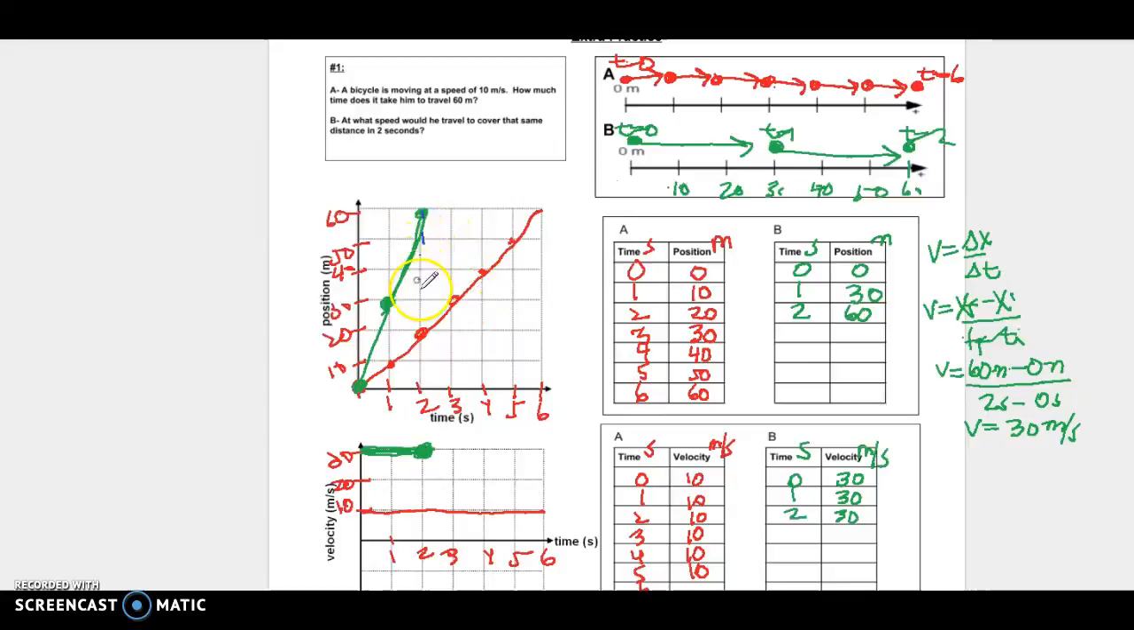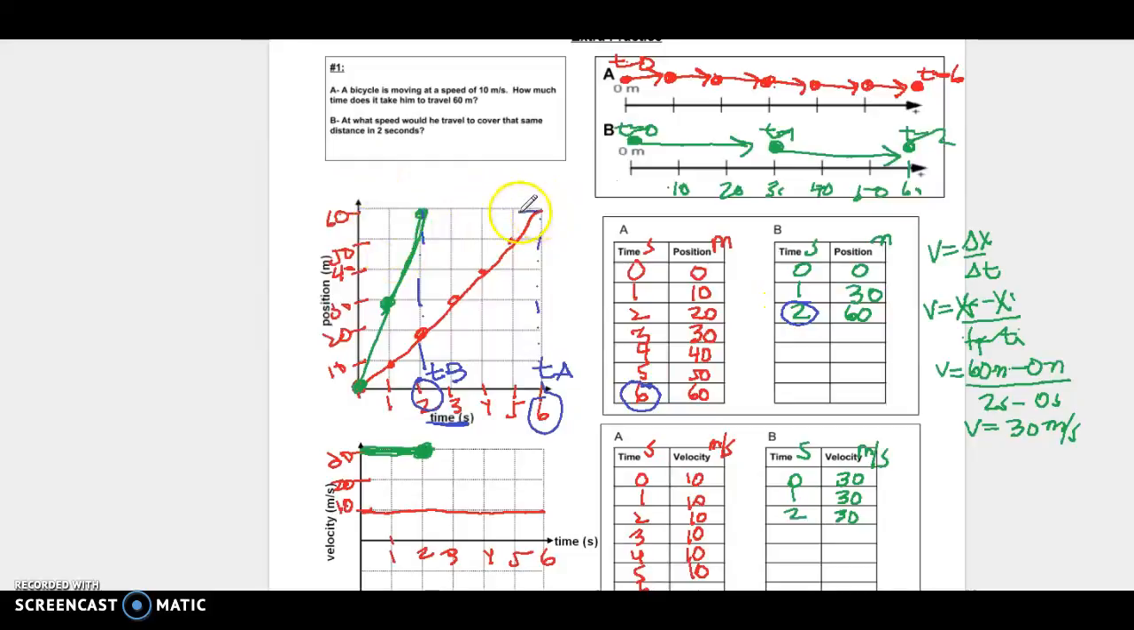So the time for B is 2 seconds, okay? And the time for A is 6 seconds, right? I'm reading that off the time axis, which is down here, all right? And I see that here too. I see his time is 6, his time is 2, all right?